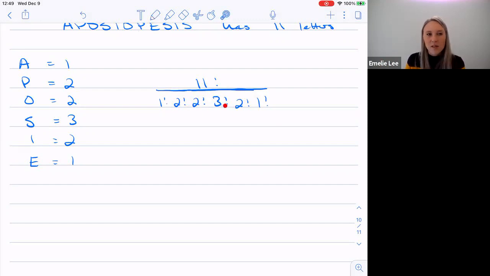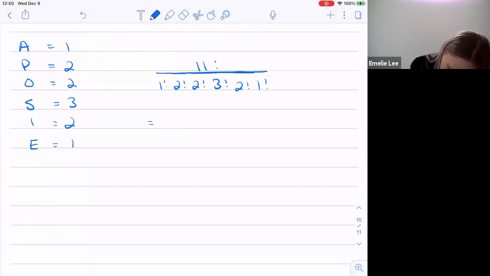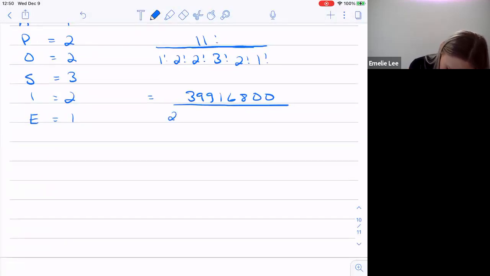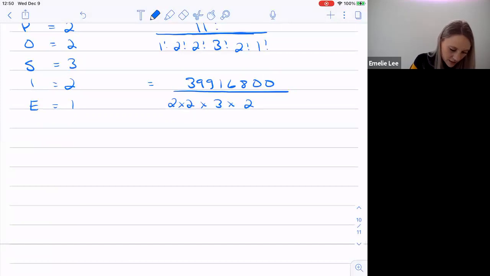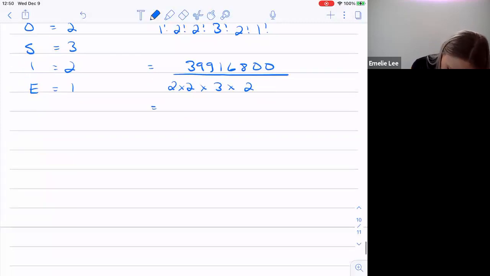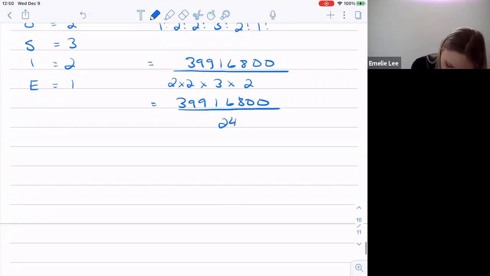I can't exactly cancel stuff because I'd still have to go to 3 factorial, so that doesn't help me very much. So I'm just going to use the 11 factorial button and find that this is 39,916,800 divided by 2 times 2 times 3 times 2, ignoring the 1 factorials because they're just ones. 2 times 2 times 3 times 2 is 24. So this is 39,916,800 divided by 24.